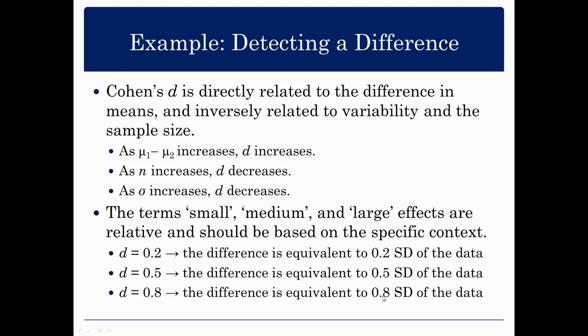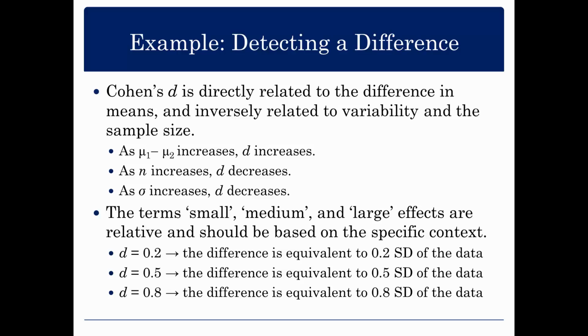My point being here is that we very often rely on these terms of a small effect or a medium effect or a large effect, and we use these standardized scales. d equal to 0.2 is small, d equal to 0.5 is medium or moderate, d equal to 0.8 is large. When in reality, we need to get away from that. We need to determine what the difference is, how big it is or how relevant it is relative to the context that we're in.